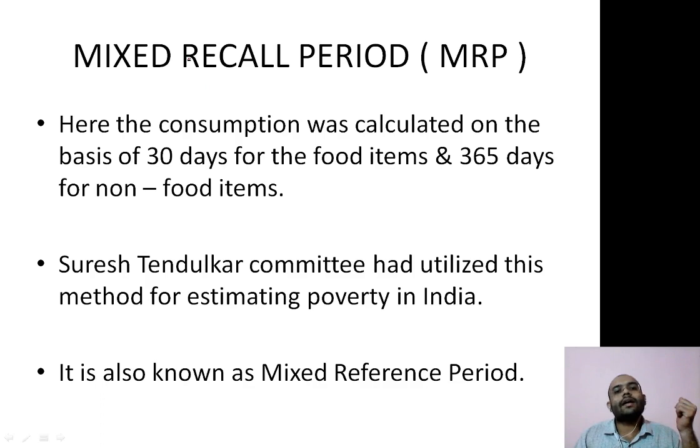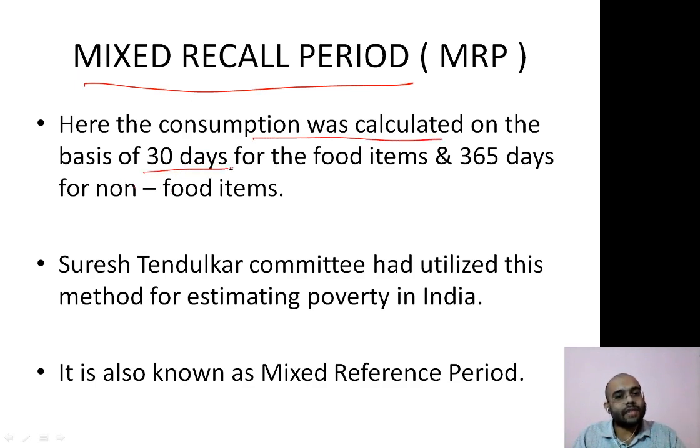Soon after came the mixed recall period. Here the consumption was calculated on the basis of 30 days, that is approximately 1 month, for the food items and for 1 year, 365 days, for non-food items. So the Suresh Tendulkar committee utilized this method for estimating poverty in India.